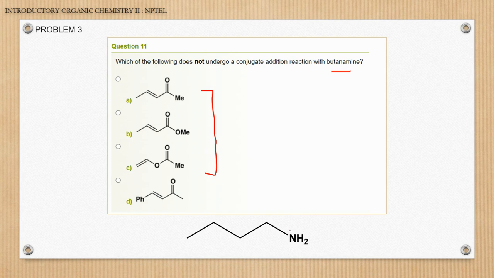So basically butanamine is this molecule. If you have this molecule in the system, then it is acting as a nucleophile. So nucleophilic attack will not take place as a 1,4 addition in which of the following compounds. So what do you think? Which of these does not undergo a conjugate addition with this nucleophile? Any guesses?